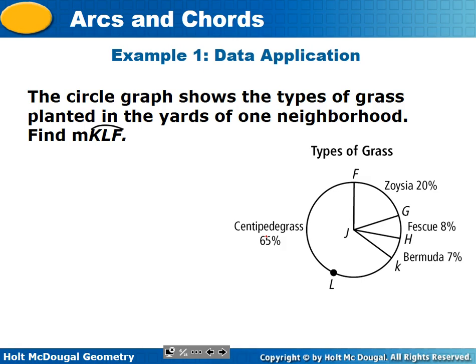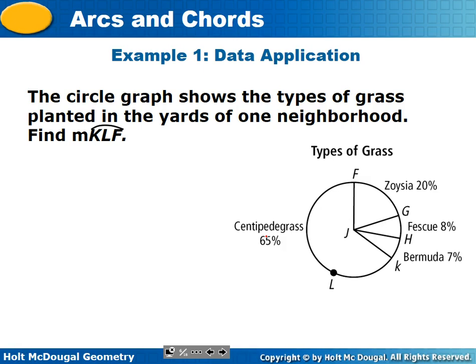All right, so the circle graph shows the types of grass planted in the yard of one neighborhood. So we're talking about a whole neighborhood, which would be 100%. If you notice, we have these percentages in this problem. All of these percentages, 65, 28, and 7, if I were to add all those up, they should equal 100%. So what we're going to look for now is to find the measure of arc KLF.